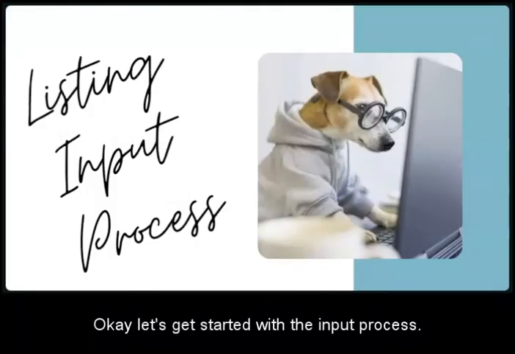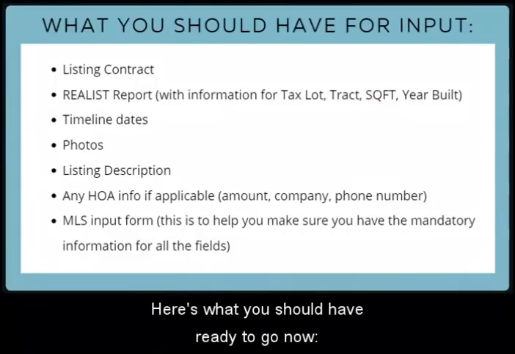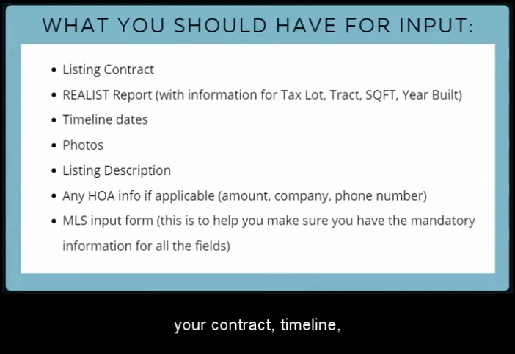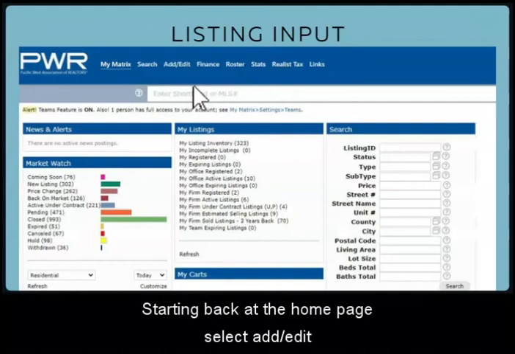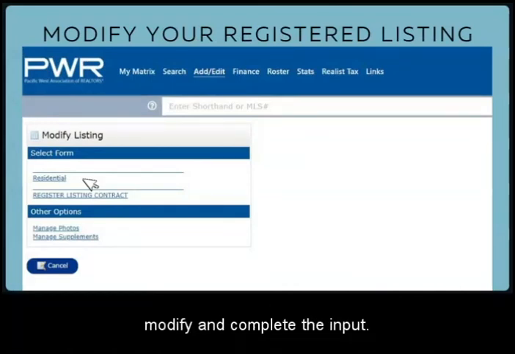Okay, let's get started with the input process. Here's what you should have ready to go now: your contract, timeline, photos, listing description, and your MLS input info. Starting back at the home page, select Add Edit. Locate your registered listing and select Residential to modify and complete the input.